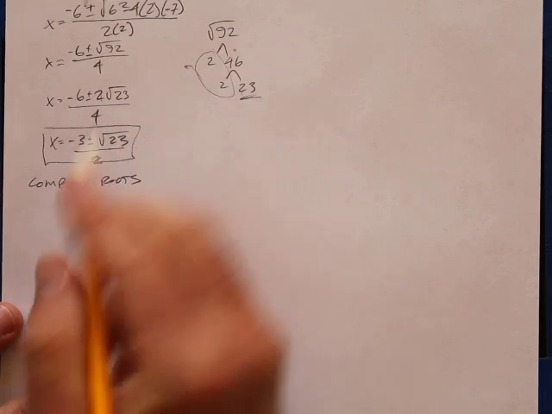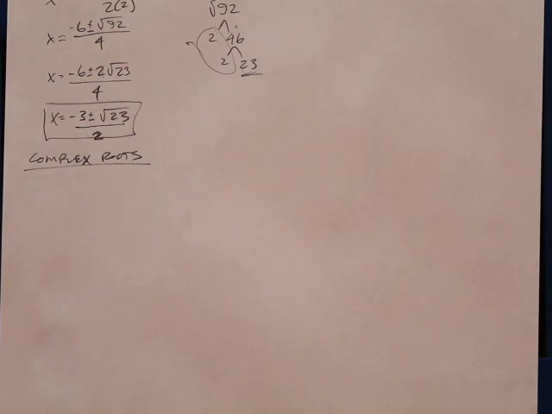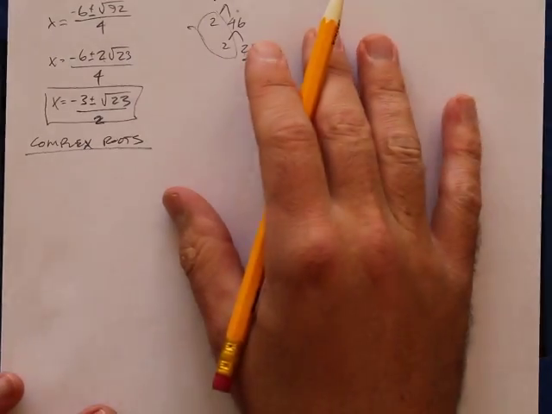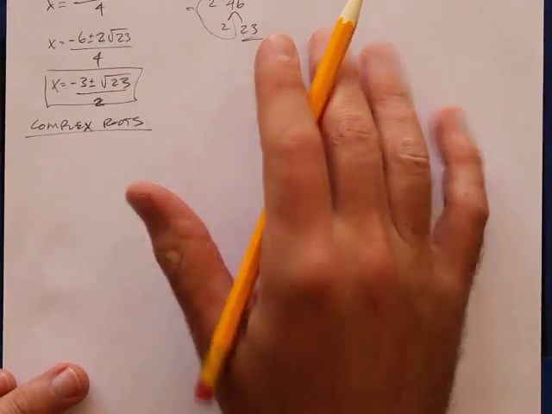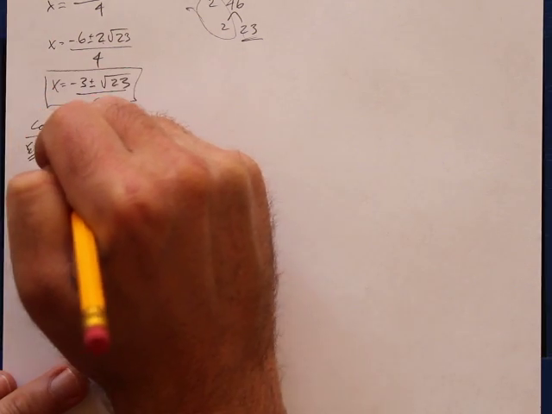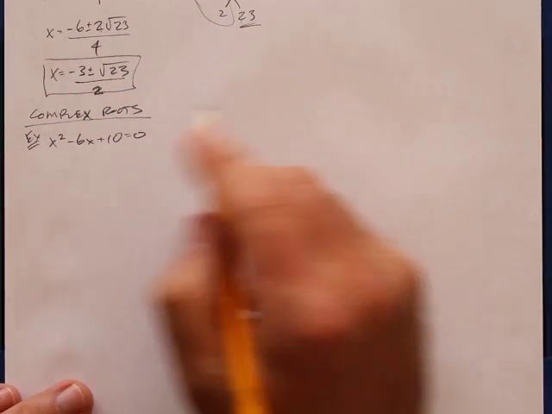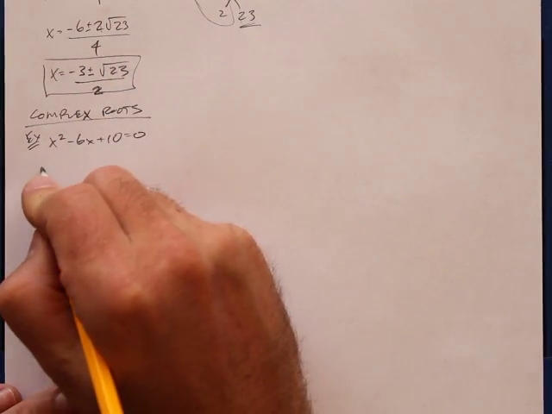Once we're done looking at complex roots, we're just going to do one example, and then we're going to look at what the discriminant is, and that will be the end of this lesson. We're going to do one example of complex roots. x squared minus 6x plus 10 equals 0. Going to use my quadratic formula.